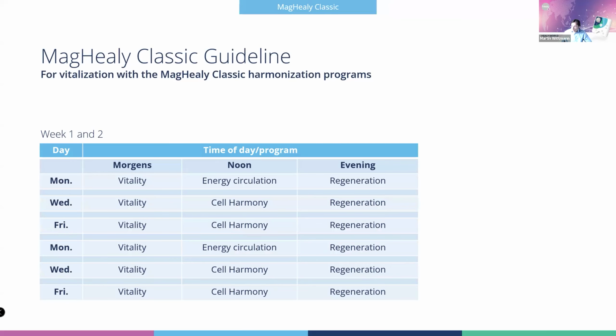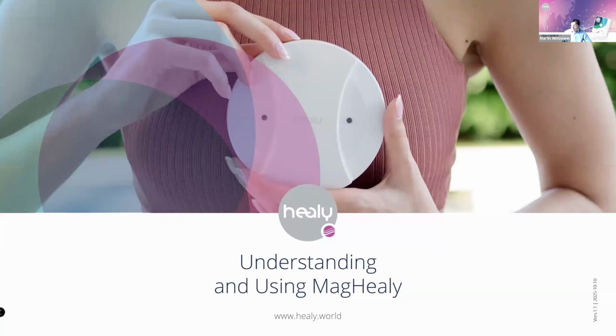This was the first part of the presentation, and now we get to the second part of the presentation, or the second part of the webinar. And this is basically understanding and using MagHealy, because now we know the basics. So what are the magnetic fields? What are they doing? What range are we working in? What field strength do we use? What electrical fields and electromagnetic fields are in our body already, existing and working basically every day? And now, how can we in a positive way use all those things?